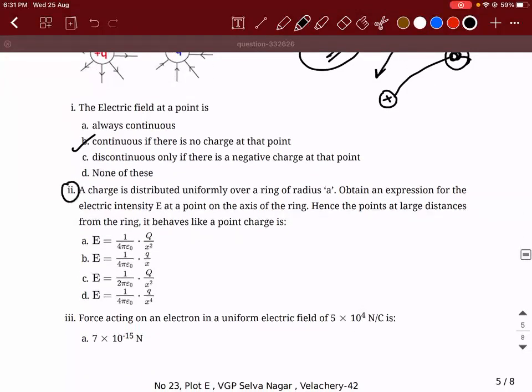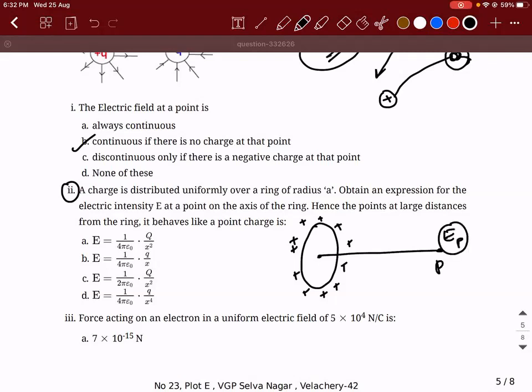Next, a charge is distributed uniformly over a ring of radius A. Obtain an expression for the electric field intensity at a point on the axis of the ring. Hence, the points at larger distances from the ring behave like a point charge. So if there is a ring, there is a positive charge given on the surface of it. You need to find the electric field at point P on the axis which is at a distance x. They have given the hint: points at larger distances from the ring, it behaves like a point charge.